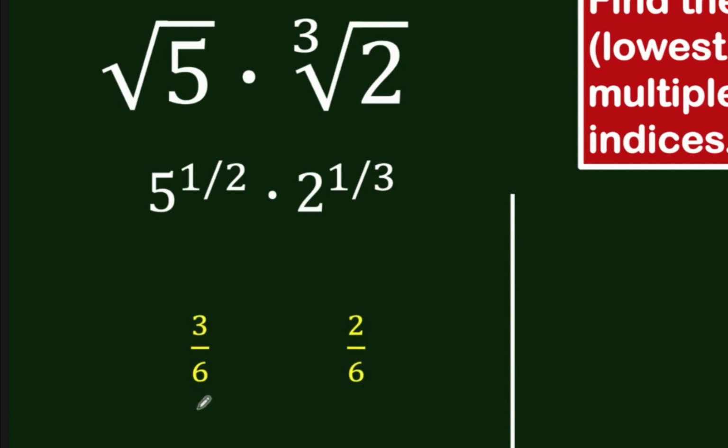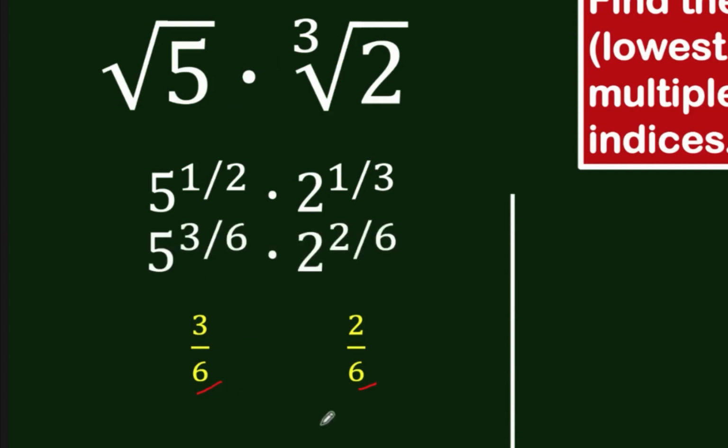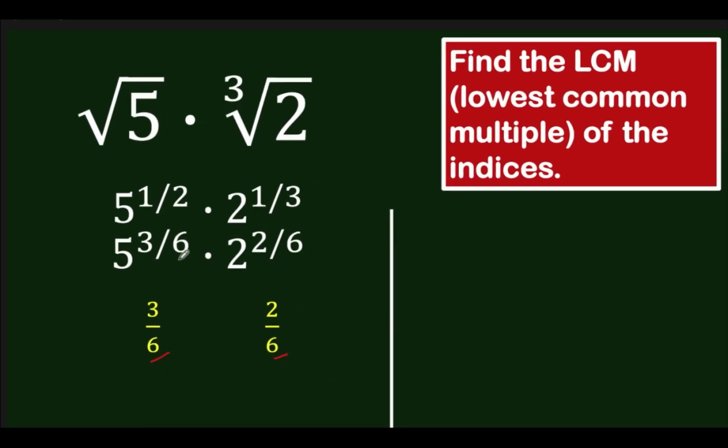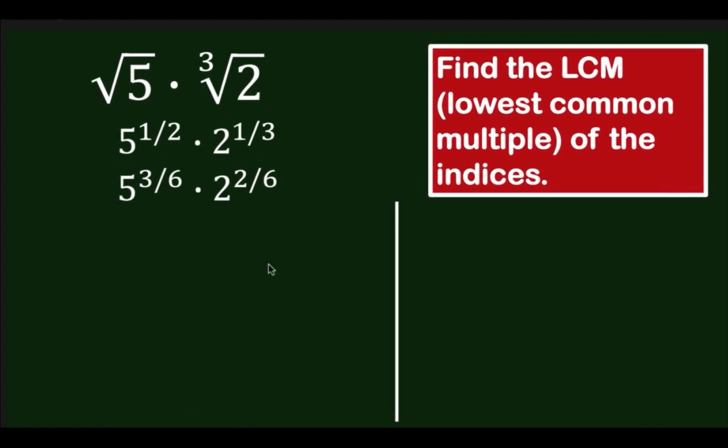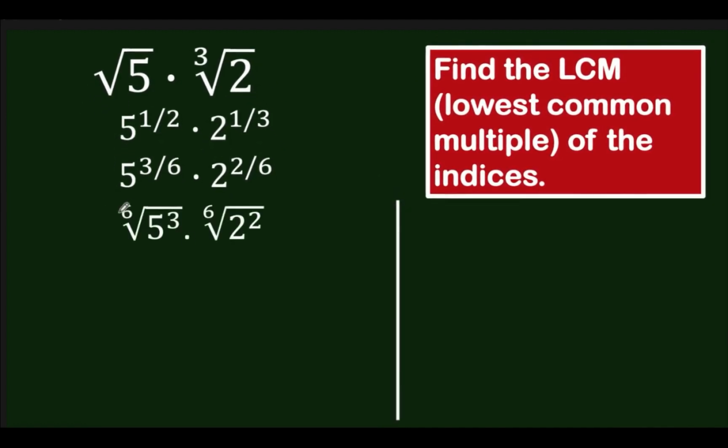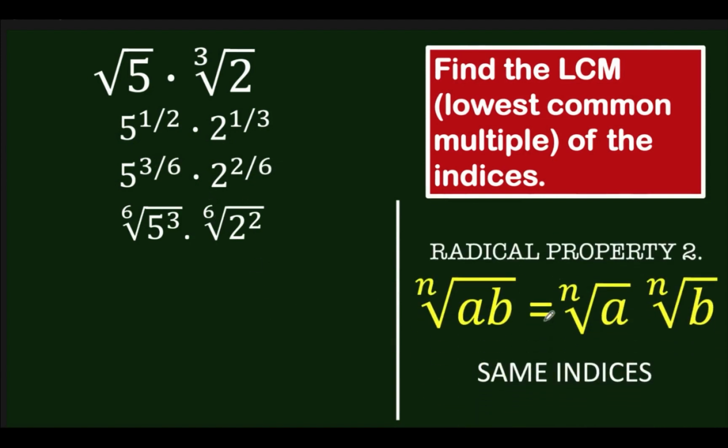So we will use these, since the denominators are now both 6. This means the two given radicals can be rewritten into two radicals with the same 6th root. Instead of 5 raised to 1 half, it becomes 5 raised to 3 over 6. Anyway, 1 half and 3 over 6 are the same. The same explanation applies here. Writing this back into radical form, we now have the 6th root of 5 cubed and the 6th root of 2 squared. Then we use the product property of radicals for two radicals with the same indices, and write it as one radical, the 6th root of 5 cubed times 2 squared.